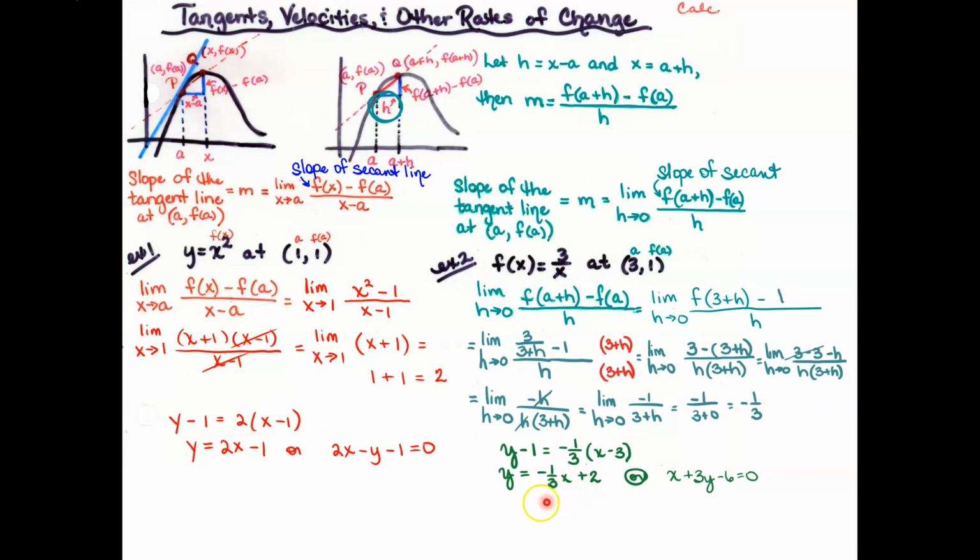So I would add the 1 third x and I would subtract the 2. And then I would multiply the whole thing by 3 to get rid of the fractions. And so this would be the equation of my line in standard form.